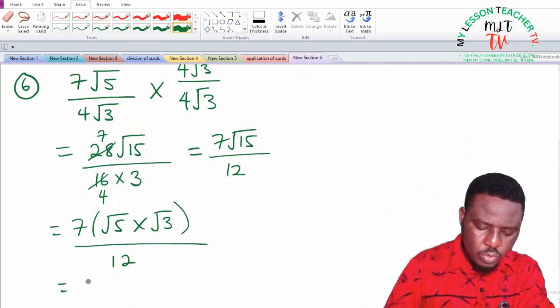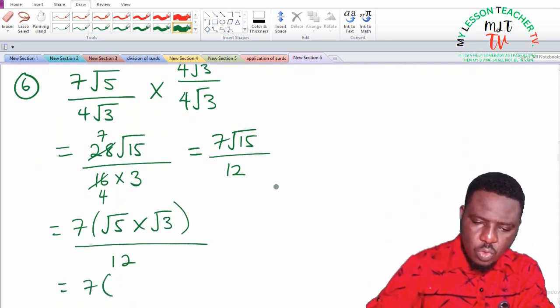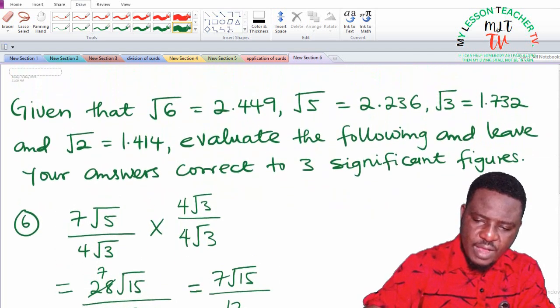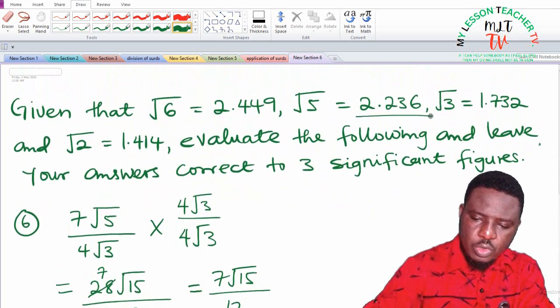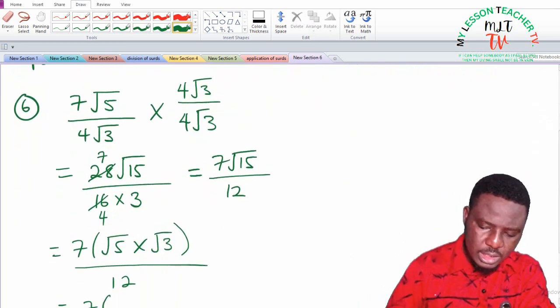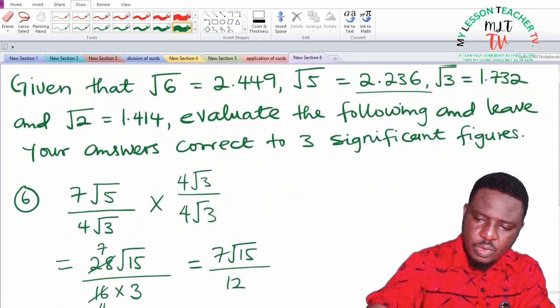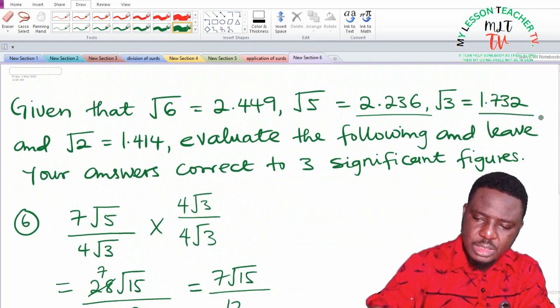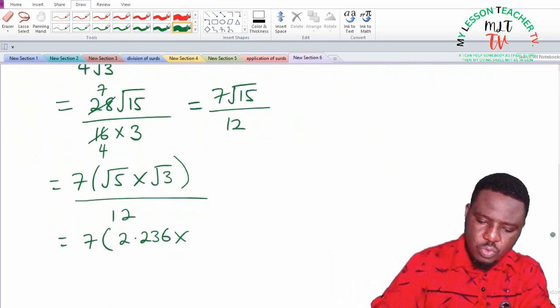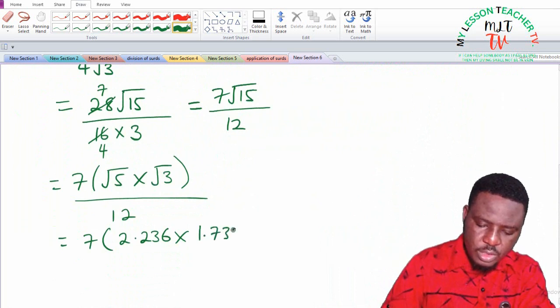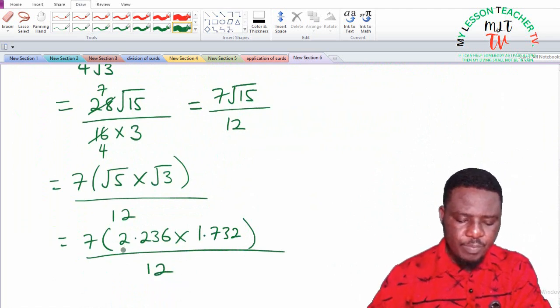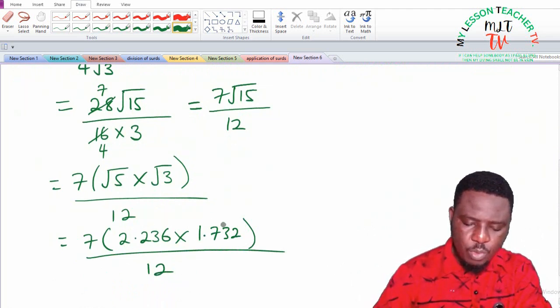And this is equal to 7 into, what is root 5? Root 5 is given to be 2.236. That is 2.236 times root 3. Root 3 is given to be 1.732. So divide by 12. I'm going to multiply 2.236 by 1.732 before I multiply by 7.